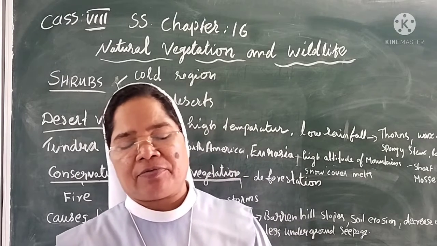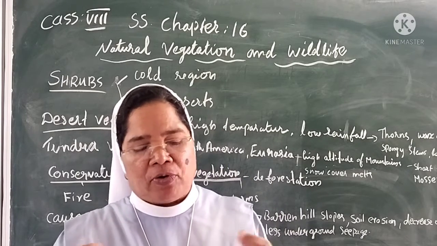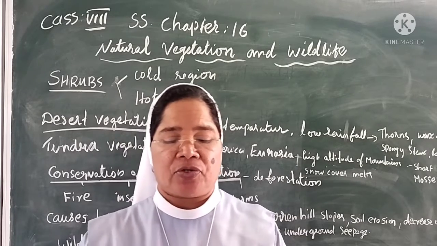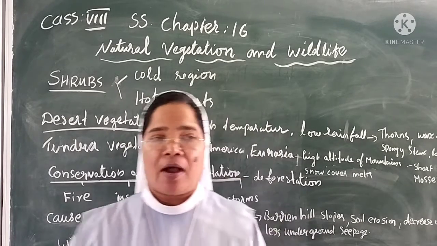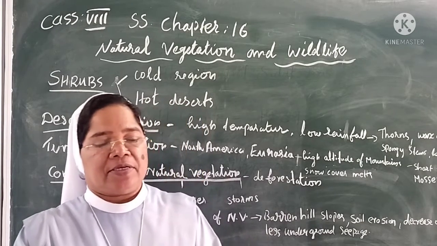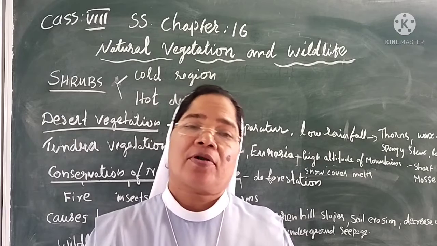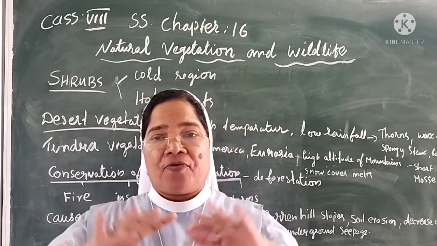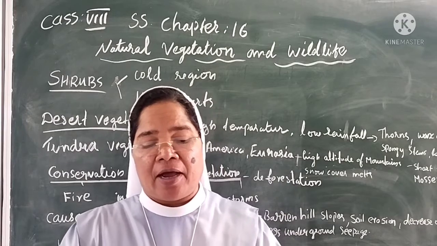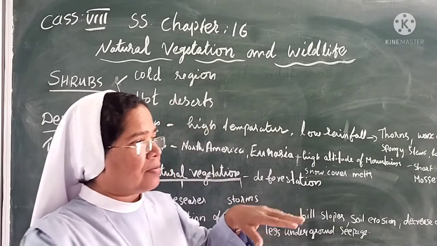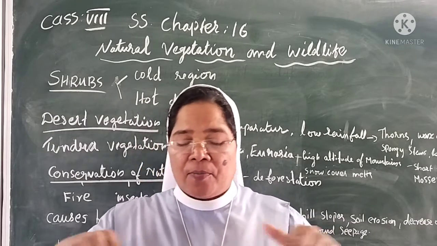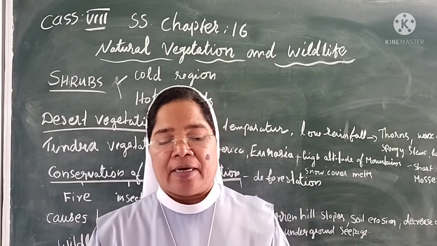We have to keep all these things, and there are steps required to conserve natural vegetation. Some steps we can take. First, protecting the forest areas. We have to protect our forest nicely, and also increase the area under forest cover. Sometimes there is no cover, and it will be destroyed. So we should protect the cover.